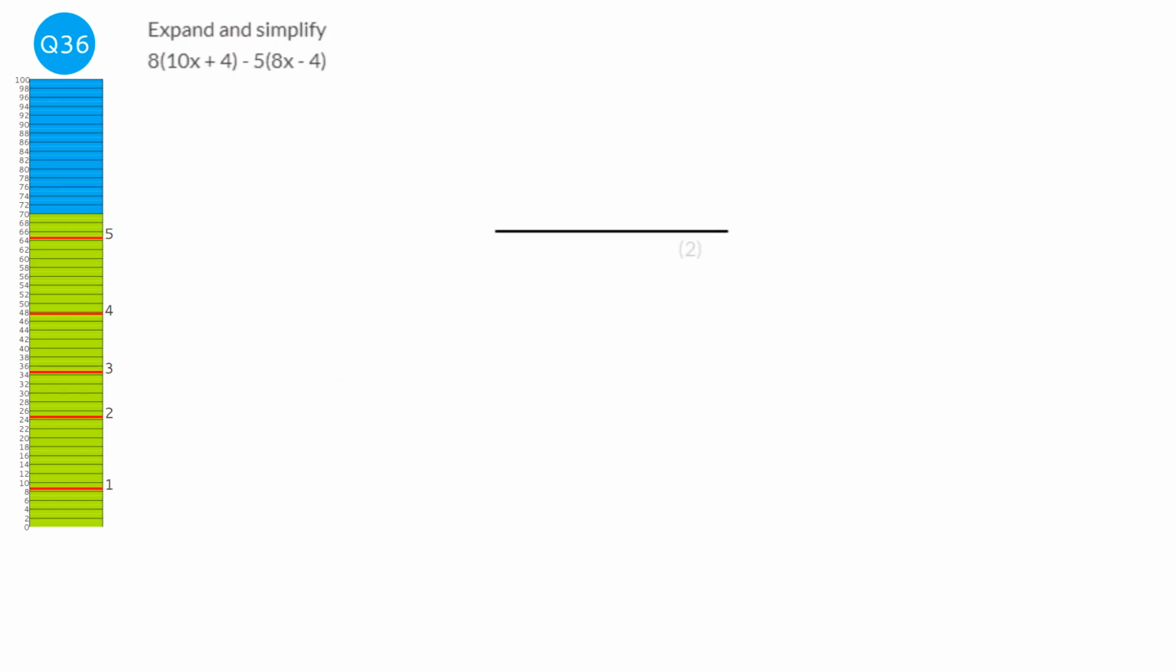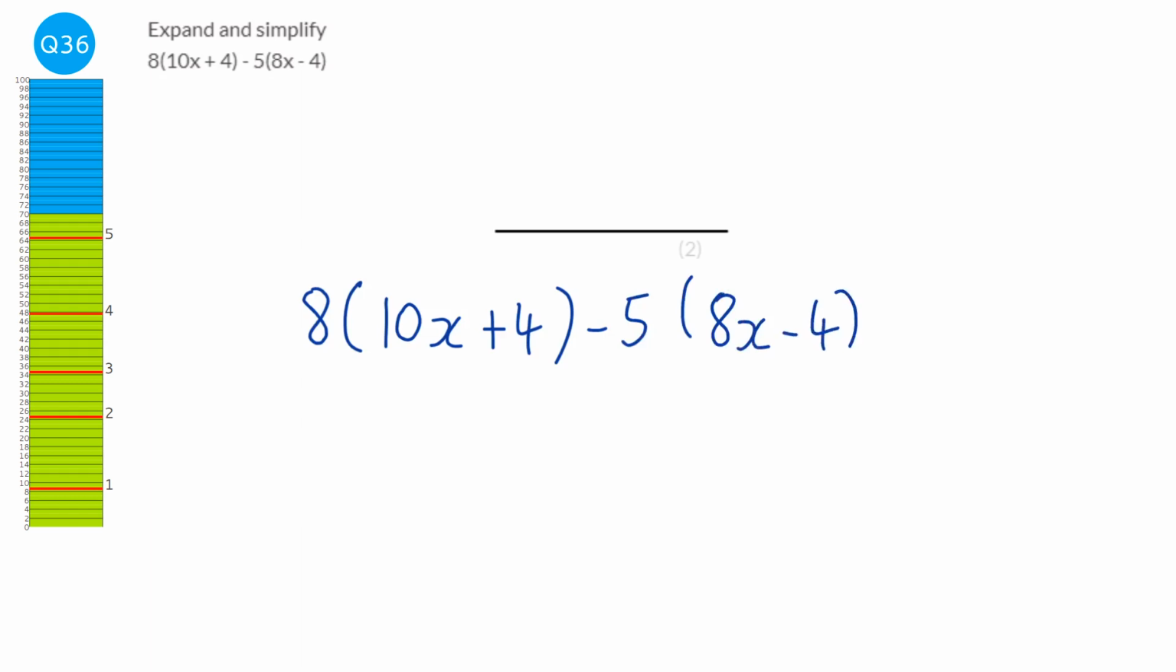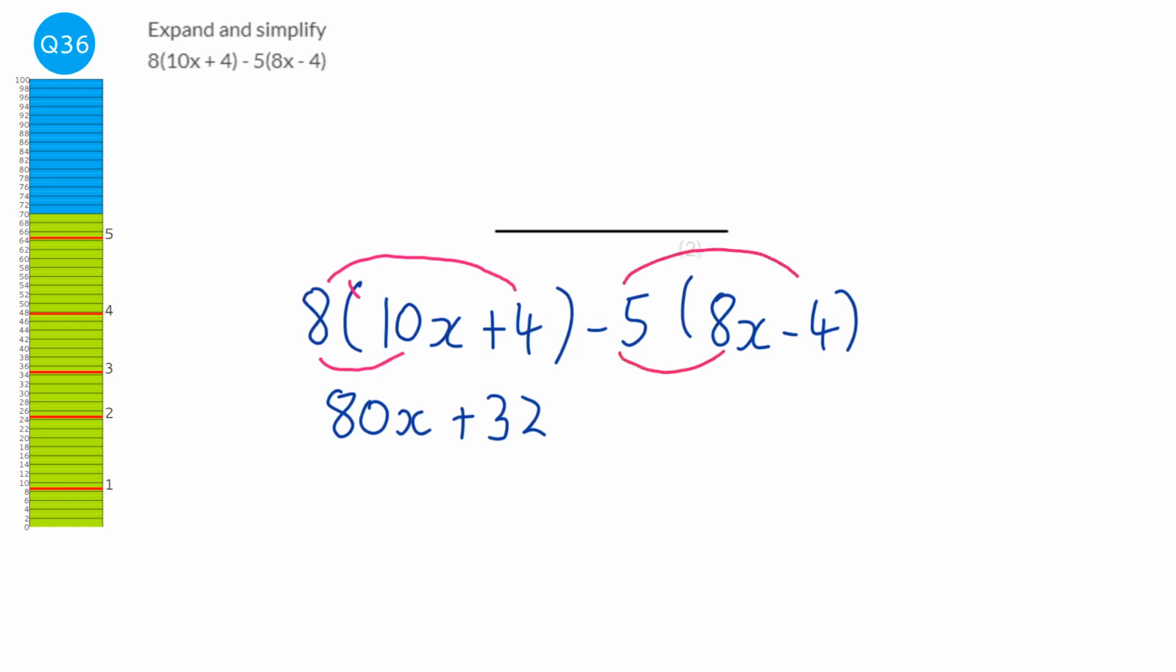I'm just going to write the question out, so we've got a little bit bigger writing to play with here. And it doesn't actually matter which method you expand these brackets with. I'm going to use smiles and rainbows, so we multiply the 8 by the 10x, which will make 80x, and multiply the 8 by the 4, which will make 32. Now here we've got a minus 5 on the outside, so we do minus 5 times 8x, which is minus 40x, and minus 5 times minus 4, which is actually plus 20.